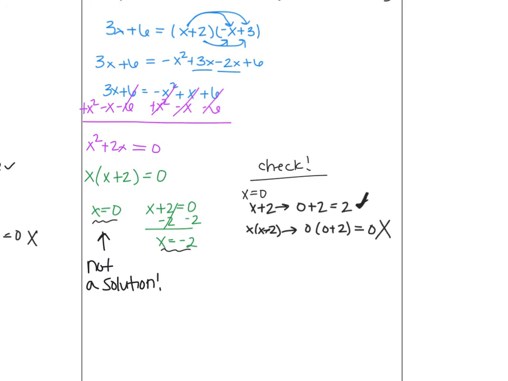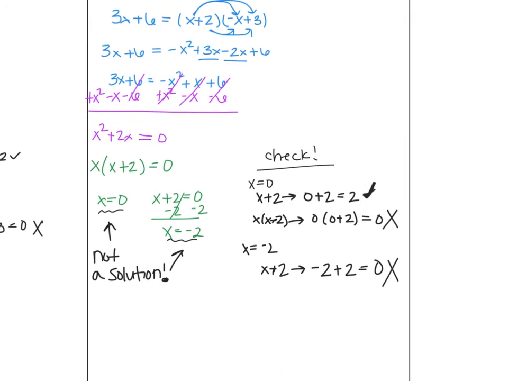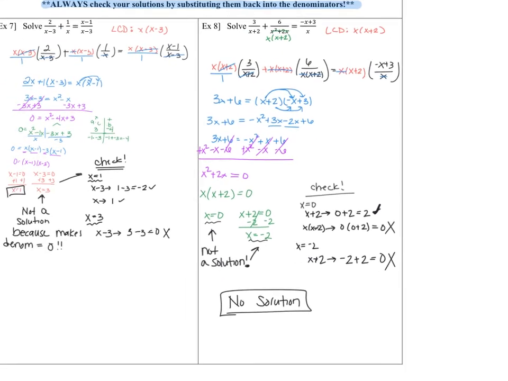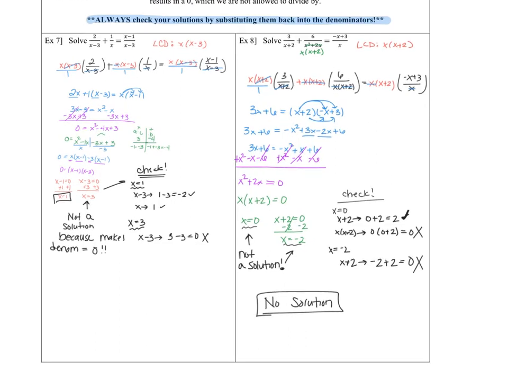Now that doesn't automatically mean that x equals negative 2 is a solution. You have to check both. You can't just assume that the other one's going to work. So x plus 2 was our first denominator, and if I plug in negative 2, negative 2 plus 2 makes a 0, and that's not okay either. So x equals negative 2 isn't a solution either. I ran out of stuff to check. Since both of the solutions that I got made a denominator equal to 0, there is no solution to this equation. So I can have one solution, two solutions, I could have three, or I can have no solution.